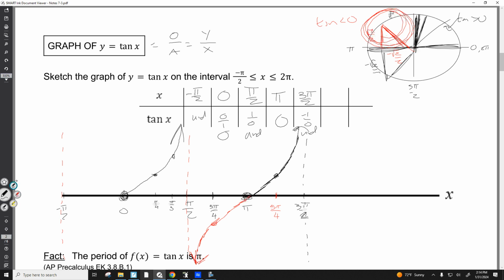What we find is this is the graph of the parent function. We have zeros at the horizontal: 0, pi, 2 pi, 3 pi. We have undefined at the vertical: negative pi over 2, pi over 2, 3 pi over 2, 5 pi over 2. Depending on the quadrant we're in, it will either be coming from negative or traveling towards positive.